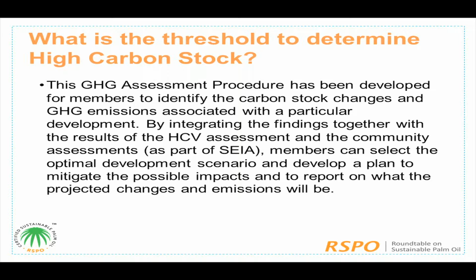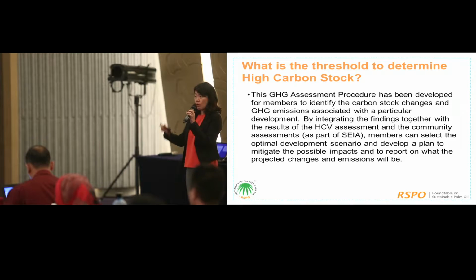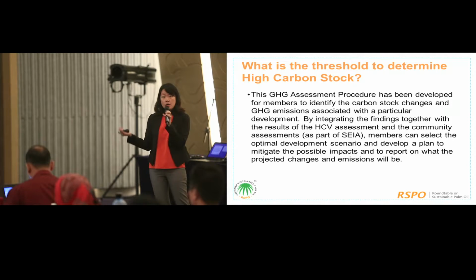That's why when you look at our procedure, what's required is that the company needs to integrate the findings of their carbon stock assessment together with the HCV assessment and other community assessments as part of SEIA, and select the optimal development scenario and develop a plan to mitigate the possible impacts and to report on what the projected changes and emissions will be. So there is no defined go or no-go area.